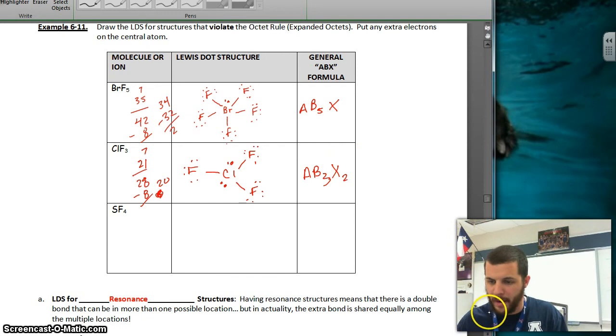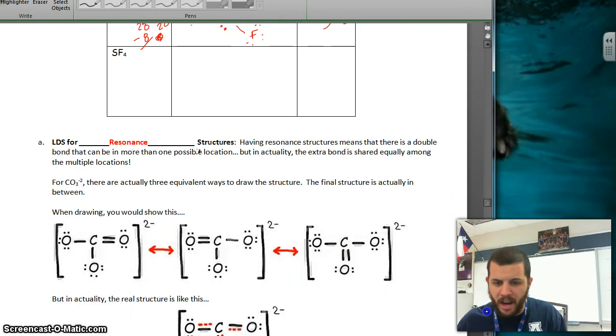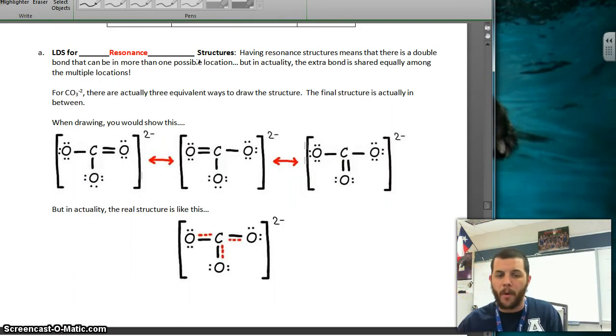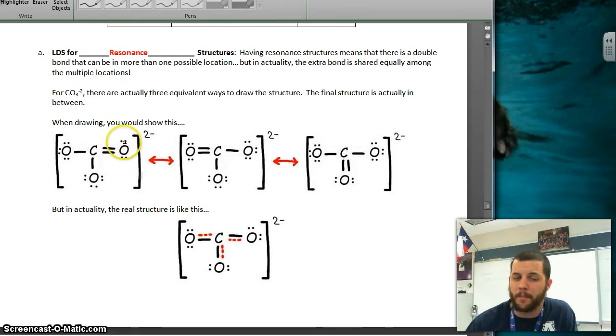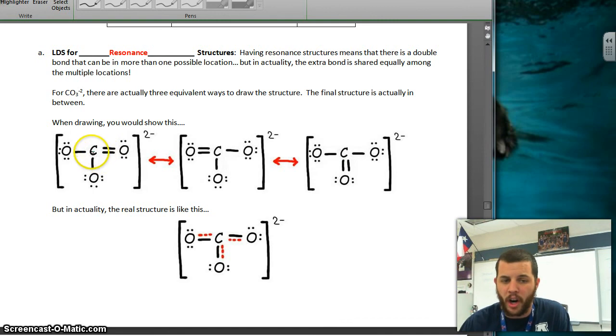Okay, now let's talk about resonance structures. Sometimes you can have more. Well, let's just look at carbonate. Okay, this is the carbonate Lewis dot structure. If you were to go back and do the carbonate Lewis dot structure on your own, this is what it's going to look like. Now, you've got carbon with 3 oxygens around it.